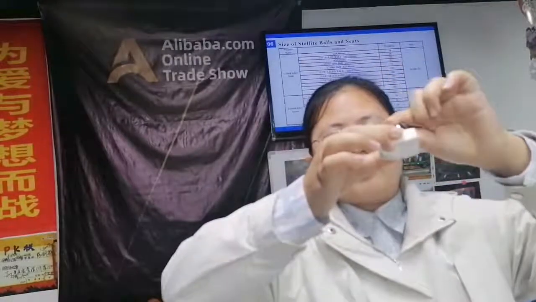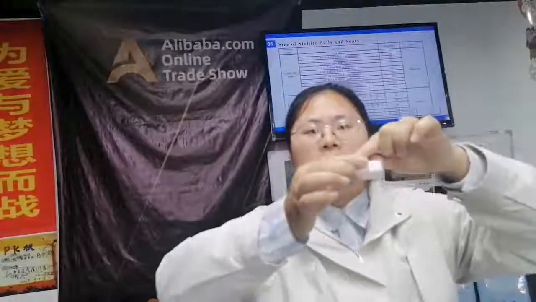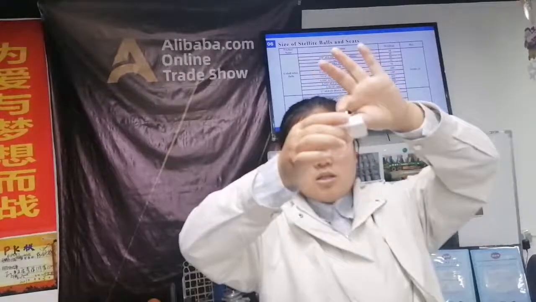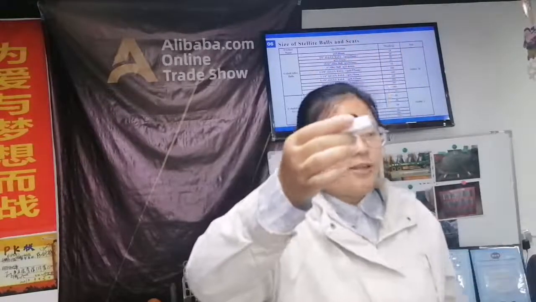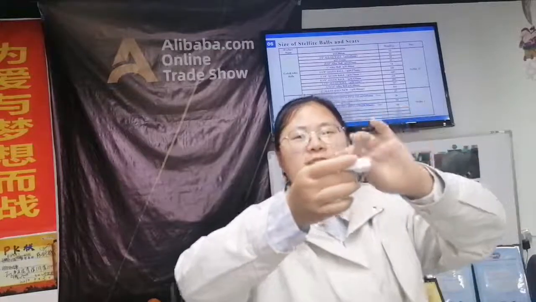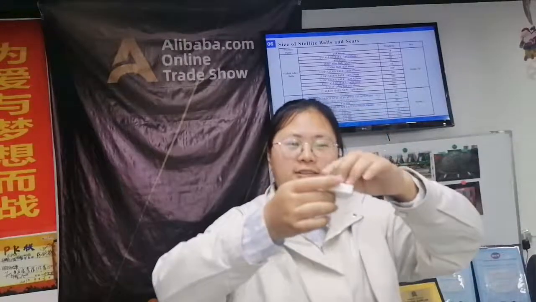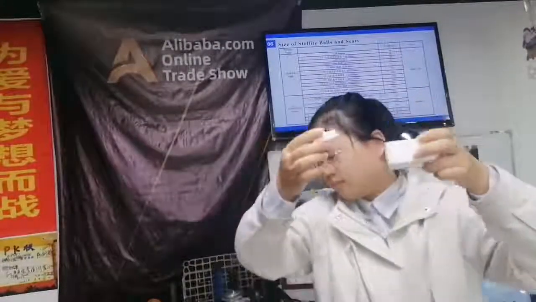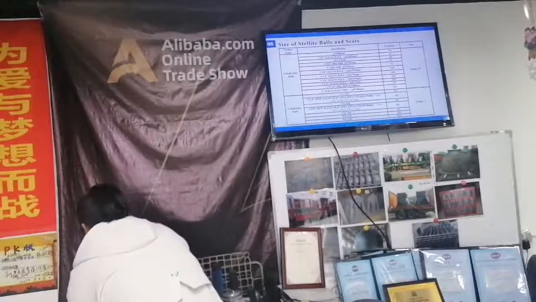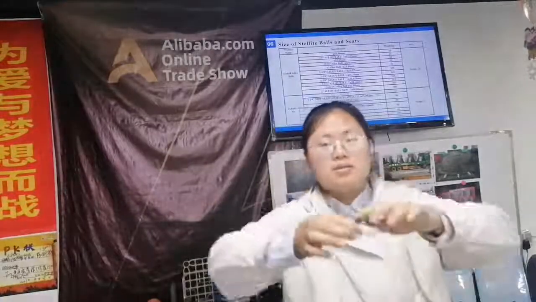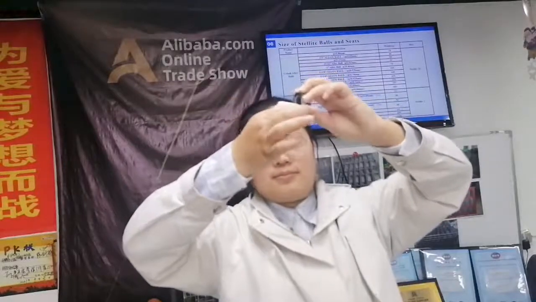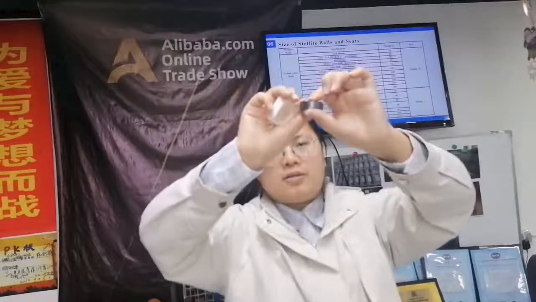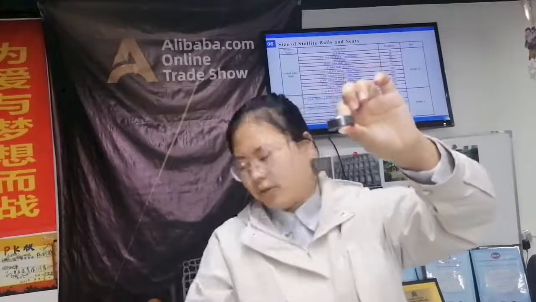This one is small ball, stainless ball. The size is diameter 15.88 millimeters. The material is stainless 20. The surface is G100. This one is stainless 6. The material is stainless 3 or A3.